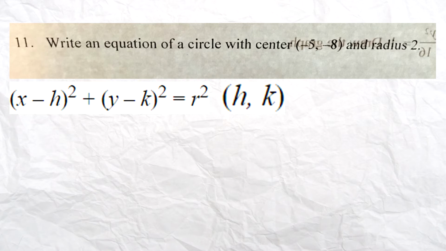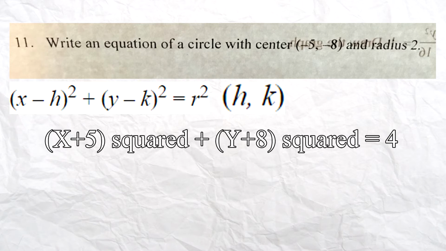After plugging in the numbers, you'll find that the equation comes out to be x plus 5 squared plus y plus 8 squared equals 4. In general, circles are pretty easy once you have some practice with them.